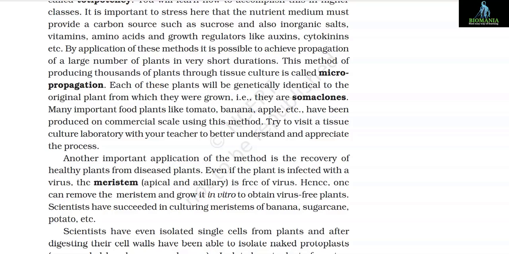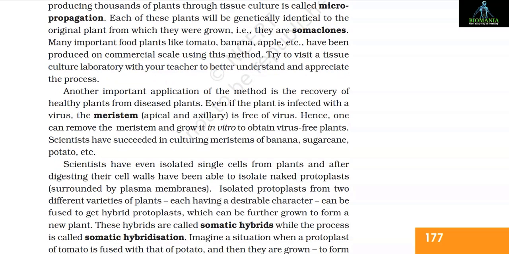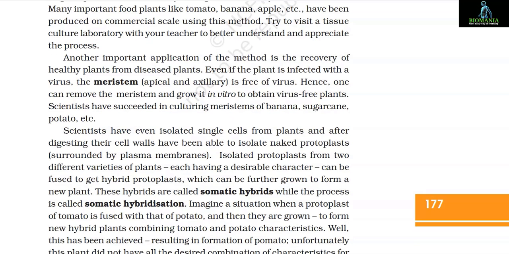Many important food plants like tomato, banana, apple, etc. have been produced on commercial scale using this method. Try to visit a tissue culture laboratory with your teacher to better understand and appreciate the process. Another important application of the method is the recovery of healthy plants from diseased plants. Even if the plant is infected with a virus, the meristem is free of virus. Hence, one can remove the meristem and grow it in vitro to obtain virus-free plants. Scientists have succeeded in culturing meristems of banana, sugarcane, potato, etc.